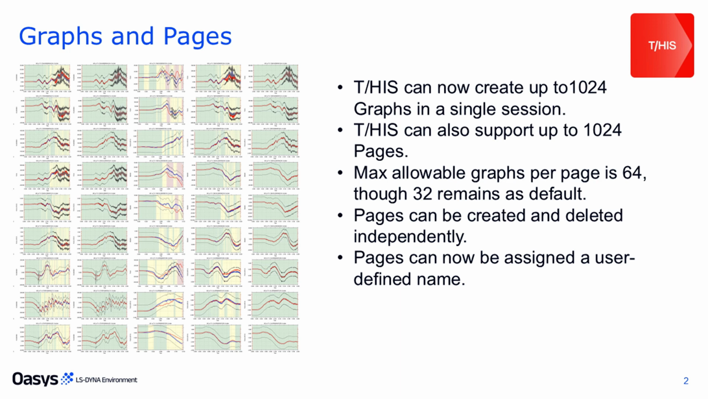Additionally, the maximum number of graphs on a single page is now capped at 64, though 32 remains the default out of the box. A page's existence is no longer predicated on it containing a graph, meaning that pages can be created and deleted as needed. Pages can now be assigned a user-defined name, making them easier to keep track of, and these names can be referenced in automated processes, including via the JavaScript API.